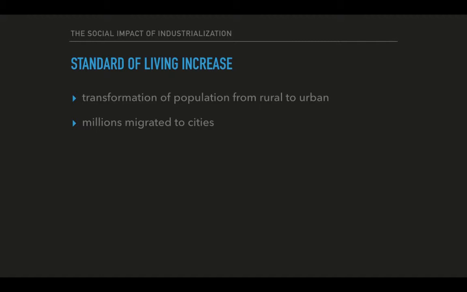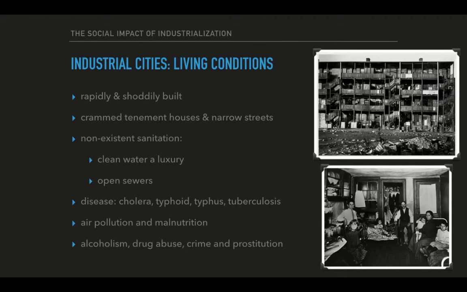Now, these early industrial cities created problems in these areas: living conditions, working conditions, and the social structure. First of all, cities were built so rapidly, they were also built shoddily. Tenement houses were crammed together along narrow streets, poorly built, and incredibly crowded.